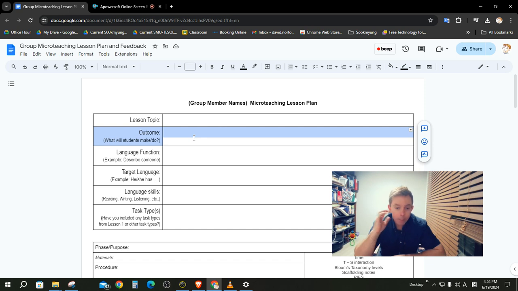So what are they going to make? What are they going to do? I don't want to use the term students will be able to, but at the end of this, what kind of communicative goal will they accomplish? It's related to function, which is next. Or what ability in English will they gain from this?